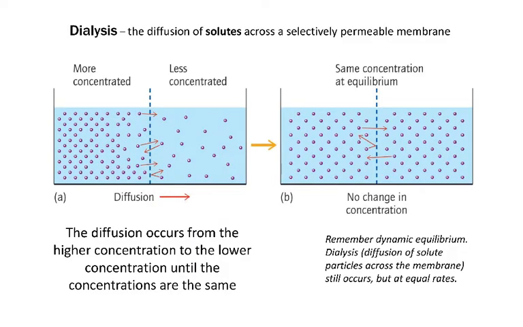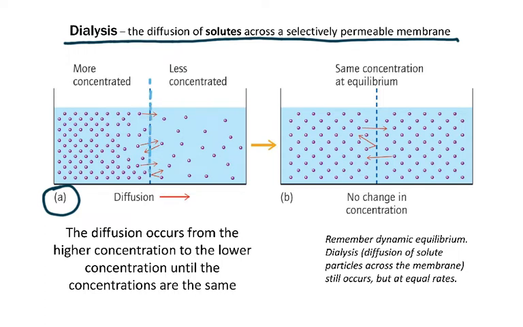Okay, here's our definition again. Dialysis is the diffusion of solutes across a semi-selectively permeable membrane. Okay, so let's look at situation A, which is kind of like our initial situation. We have a gradient, right? A semi-permeable membrane in the middle. We have high concentration on the left, lower concentration on the right.